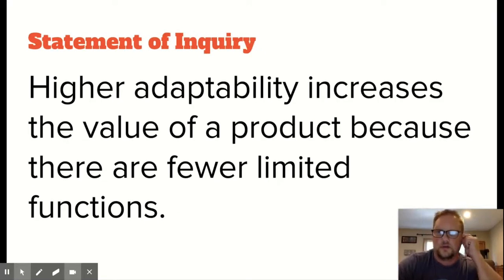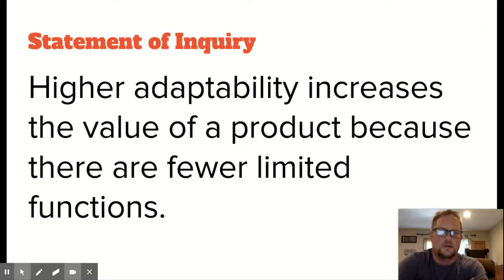Our statement of inquiry, you probably remember these from last year. These are sentences that put together all the concepts and context to give you a big picture idea of what all the little pieces are that we're going to be investigating throughout this unit, how all those little pieces fit together. So higher adaptability increases the value of a product because there are fewer limited functions.